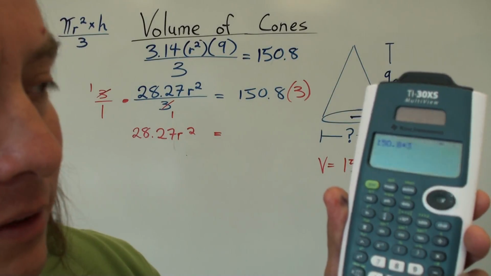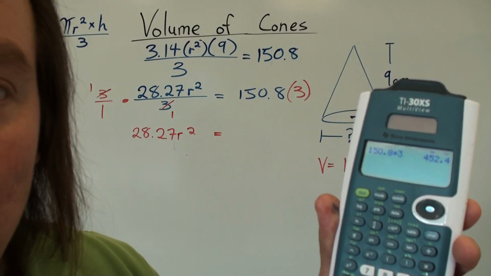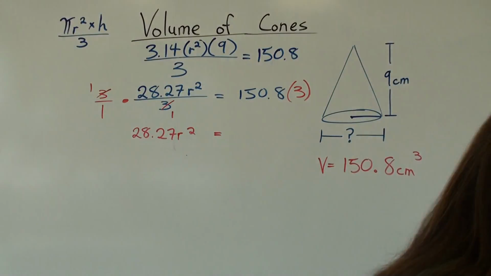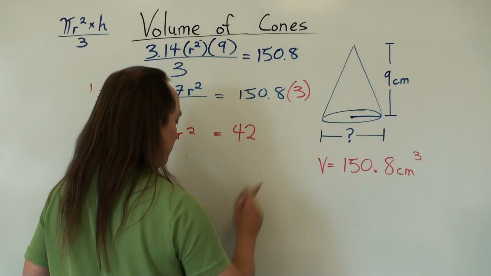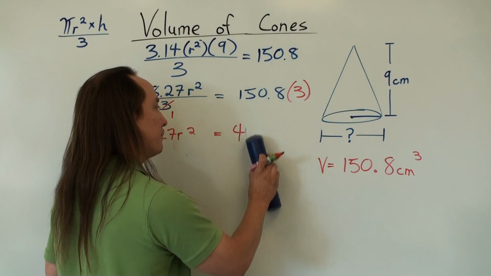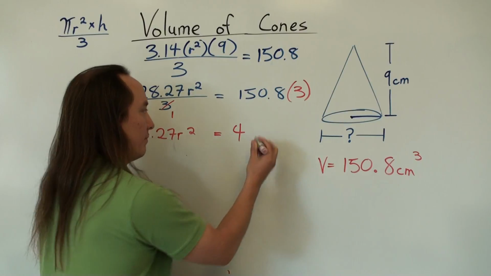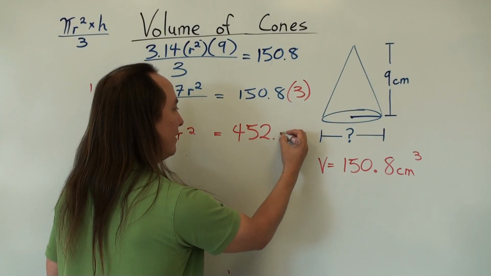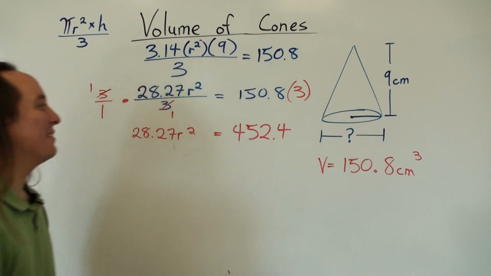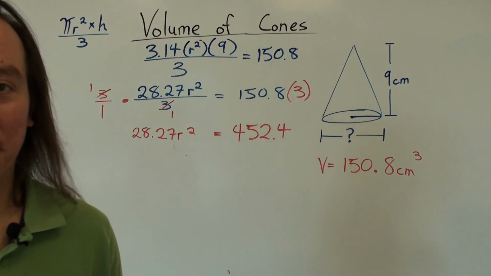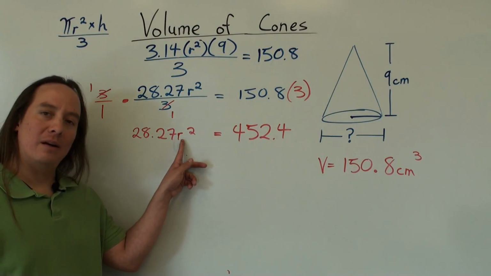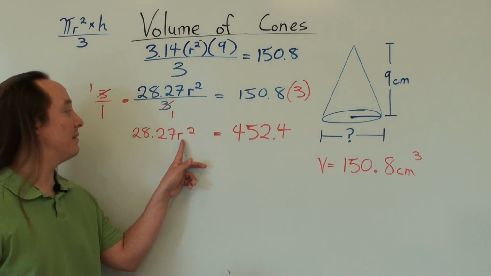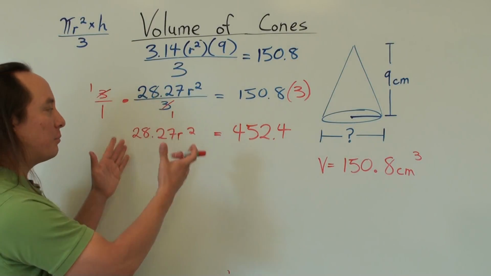150.8 times 3 is equal to 452.4. So let's go ahead and put that down. 452.4. Oops. It's kind of the end of the day, guys. Bear with me. So 452.4. All right, so we're getting closer now. We still have r squared that we need to get r all by itself, but we're whittling this problem down.